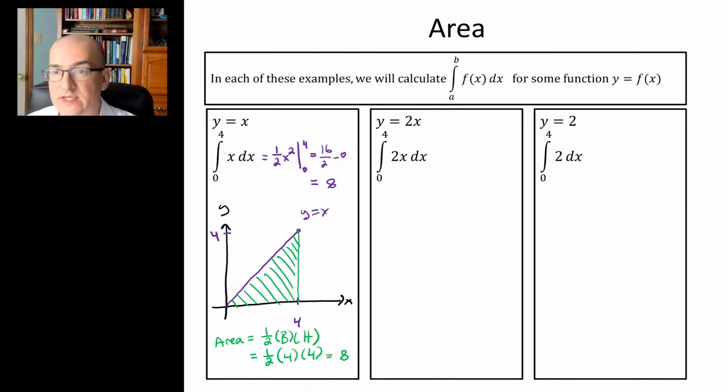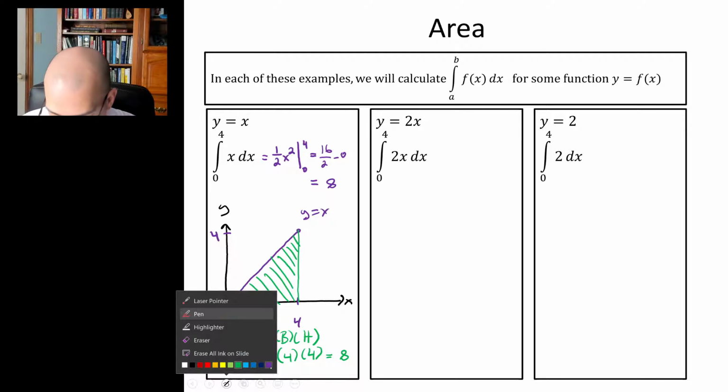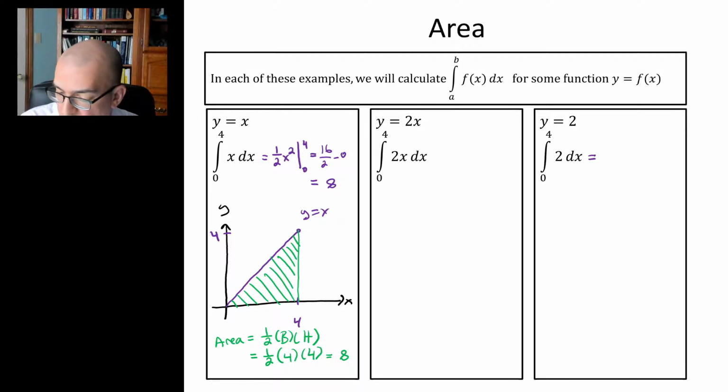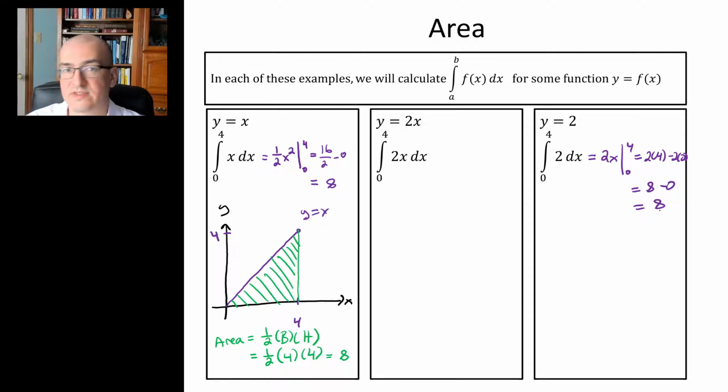I'm going to do the one on the far right. This is not y equals x, this is y is equal to 2. I'm just going to do the math first, and then worry about the geometry later. Antiderivative of 2 is 2x. Evaluating this from 0 to 4. So we have 2 times 4 minus 2 times 0, which is 8 minus 0, which is also 8. Now it's not important that it's the same. I don't want to mislead you. It's not important that they're both 8. I'm going to draw a picture though.